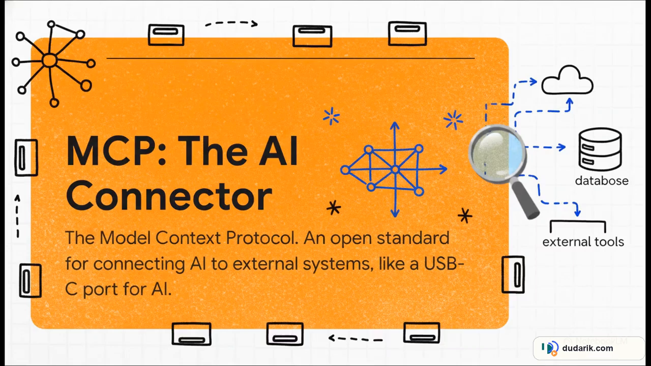The second piece is MCP, the Model Context Protocol. And I absolutely love the analogy they used for this in their docs. MCP is like a USB-C port for AI. It's a universal, standard way for an AI assistant to plug into external tools. And in this case, that external tool is that awesome code graph we just built.